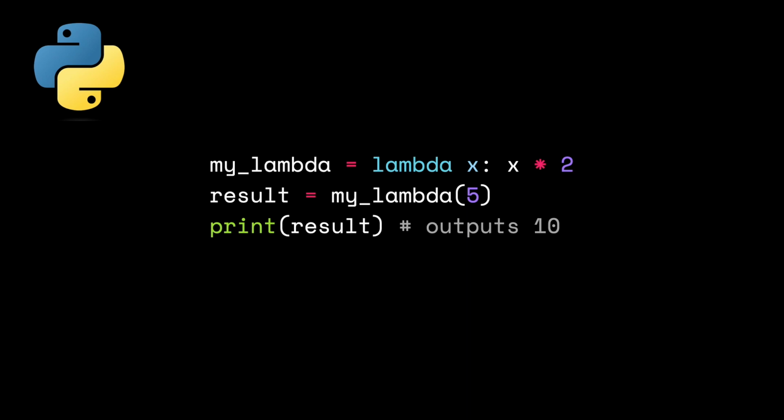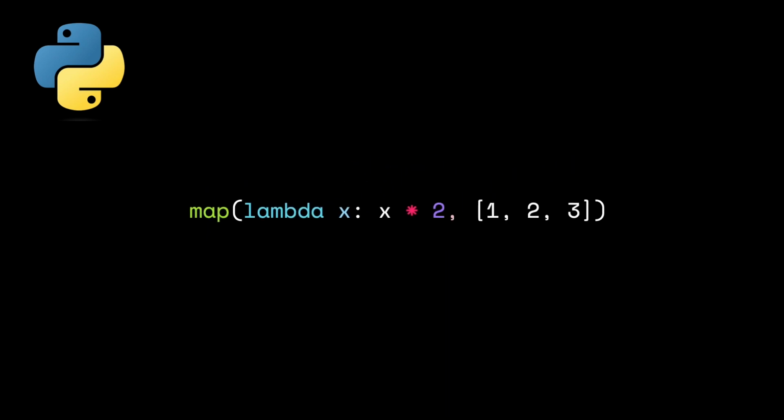Let's look at how we can utilize the power of Python lambdas to create simple yet powerful code. The map function applies the lambda function, lambda x, x times 2, to each element of the iterable passed as the second argument. In this case, it's the list 1, 2, and 3. The lambda function takes an input x and multiplies it by 2, returning the result. So basically what it does is that it applies the lambda function to each of the items in the list that we pass in to the map function.